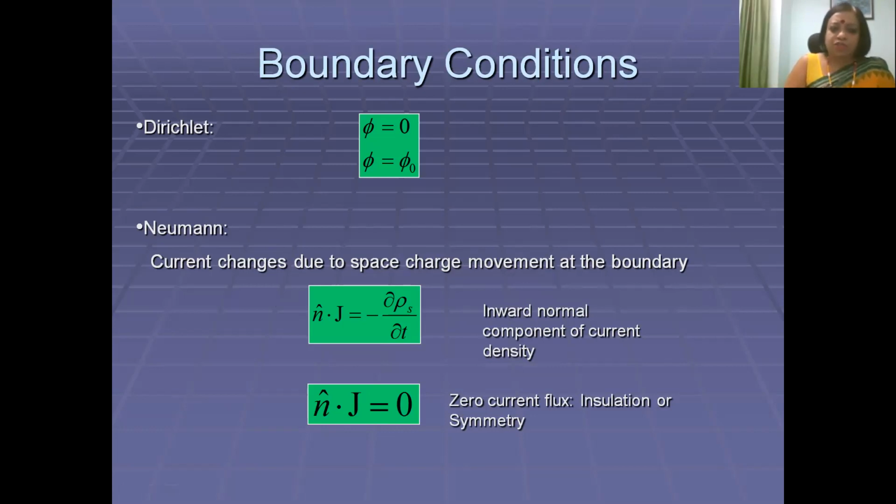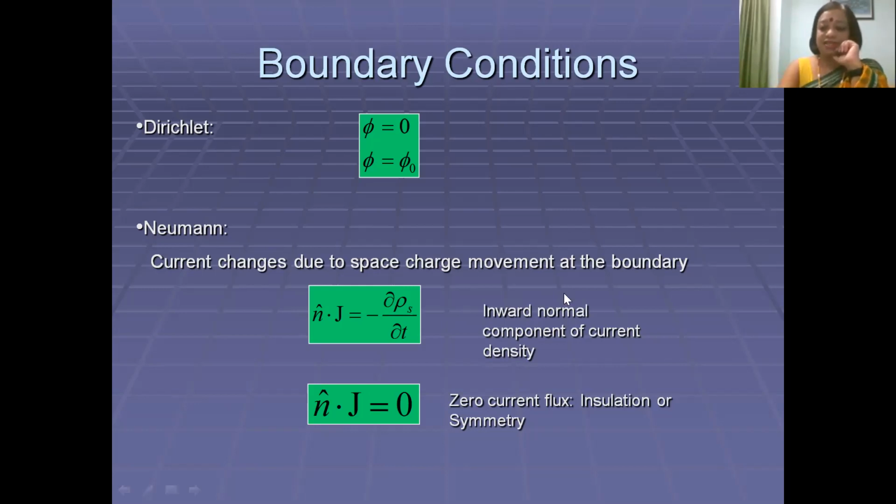But what happens to the Neumann boundary conditions? Neumann boundary conditions ordinarily would be n dot j is equal to 0. What does this mean? It means that there is zero current flux. At a particular point on a boundary, there is zero current flux. That is, there is no net flux flowing out, no normal net flux flowing out of a boundary. And this is equivalent to an insulation or symmetric condition.